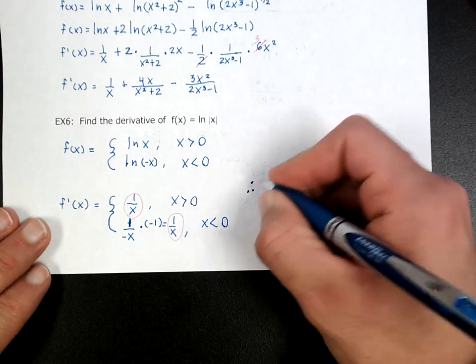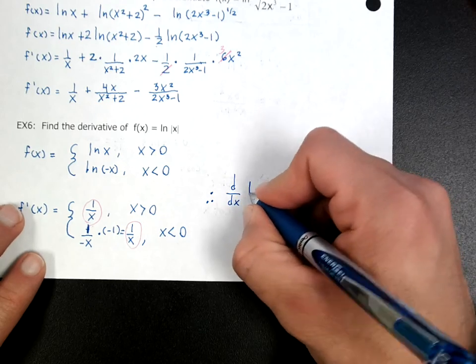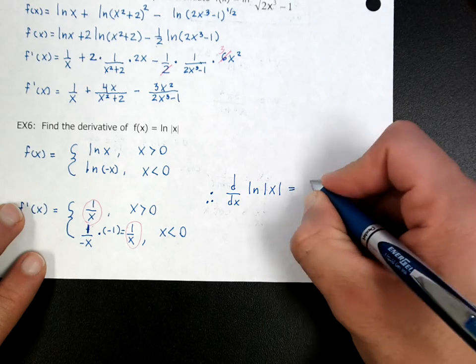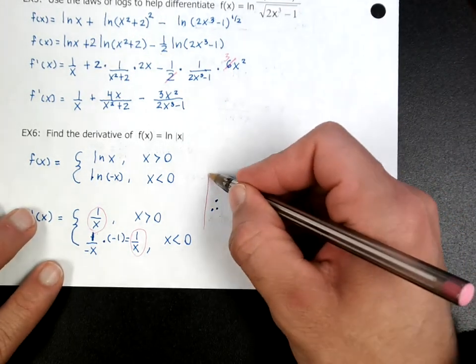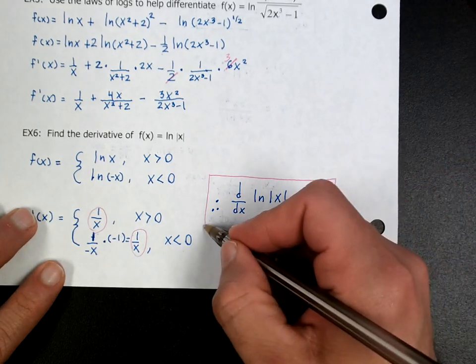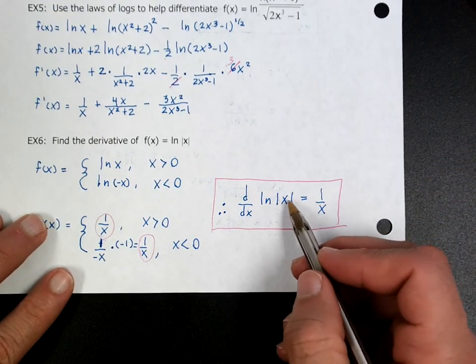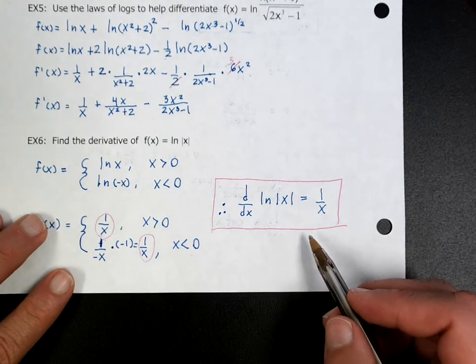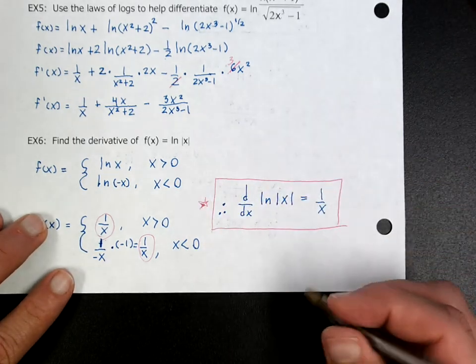Therefore, the derivative of a natural log of the absolute value of x is just going to be 1 over x. So why am I telling you this? Well, if you're taking the derivative of a natural log of an absolute value like this, it doesn't matter what's inside the absolute value, you're just going to do exactly the same thing that you did up there. It's exactly the same, so there's no difference. So this is another one you kind of need to remember.